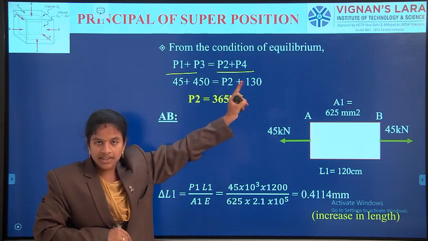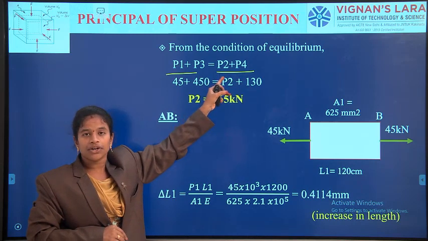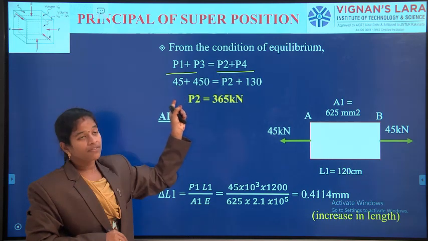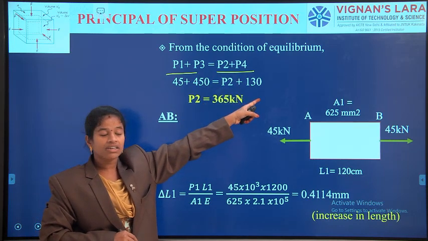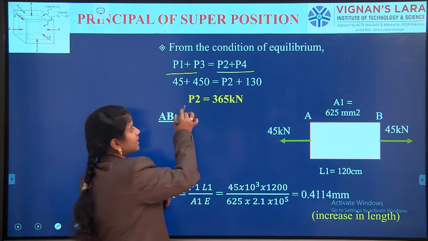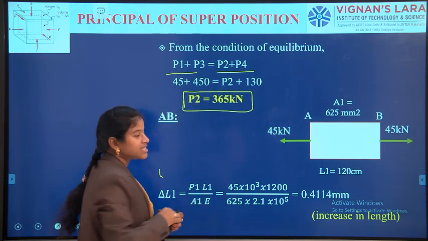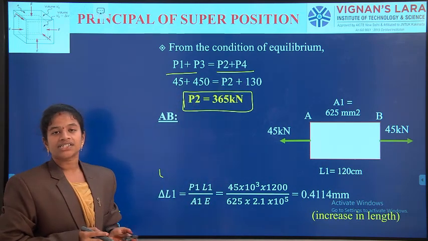That's why using that condition we are calculating P2. Okay. So P1 45, P3 450 kilonewtons and P4 130 kilonewtons they have given. Using that I am calculating the axial load P2 at the section 2.